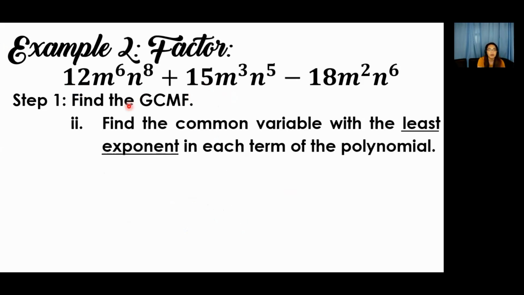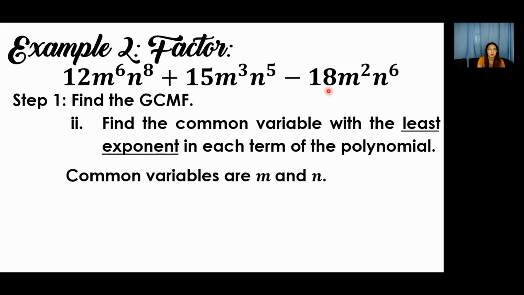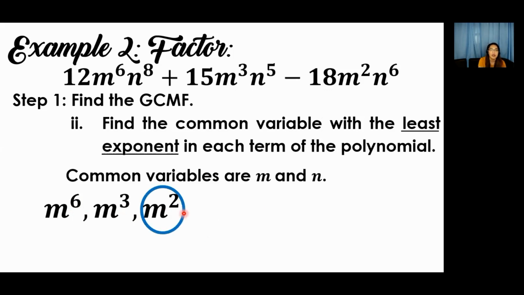Another step for finding the GCMF is to find the common variable with the least exponent. Common muna. Alin ba ang common sa kanila? Lahat ba sila may M? Okay. Lahat ba sila may N? Yes. So, common variables nila ang M and N. Now, we have to look for the least exponent of the variable M. So, meron tayong ditong 6, 3, and 2. Alin ang pinakamaliit na exponent? That is 2 or yung squared. So, for the variable M, our GCF is M squared.